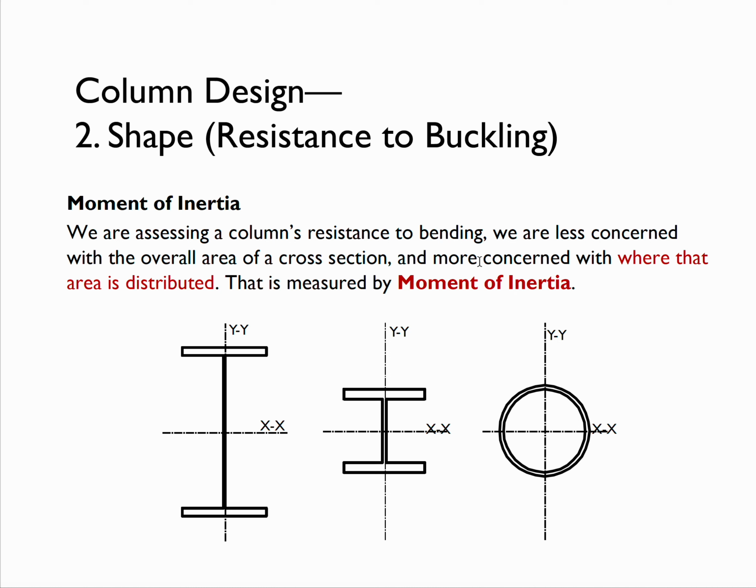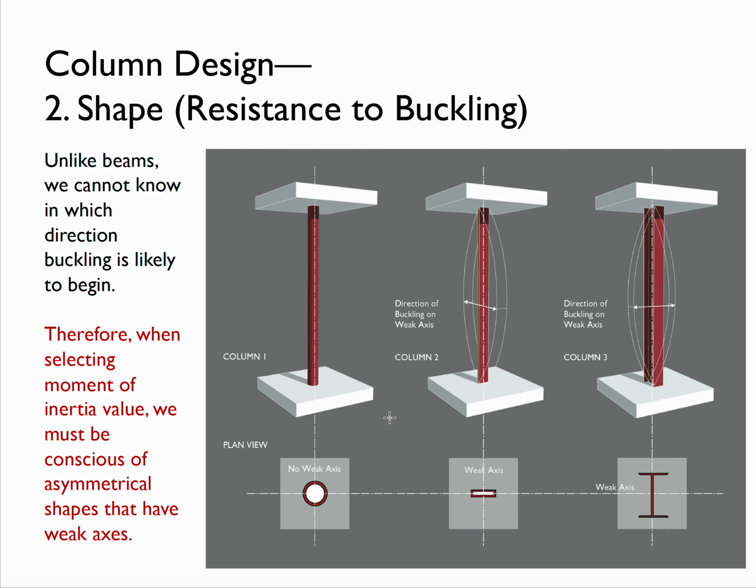The other aspect of it relates to the shape. Are some shapes more resistant to buckling than others? Yes. So what we're trying to do with the shape is assess its resistance based on its shape. We aren't really concerned about the overall cross-sectional area, but like beams, we're concerned with where that area is distributed. Moment of inertia, remember, was the way in which we could measure where that area is distributed vis-a-vis its neutral axis point. This one's an important one to consider.